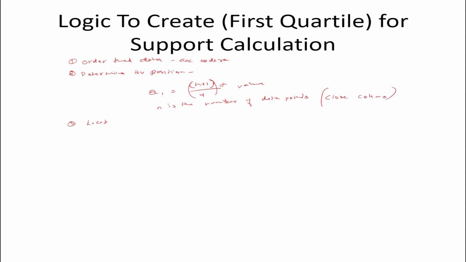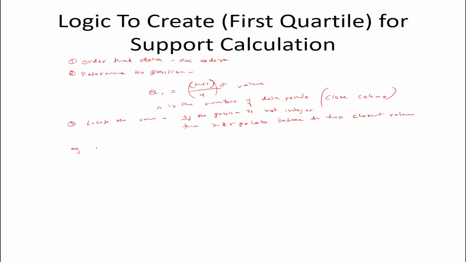So locate the value. Now if the Q1 position is not an integer, then we interpolate between the two closest values. Now I will give you an example.